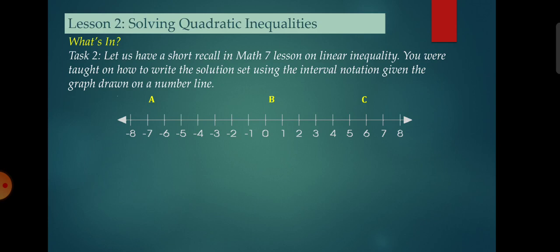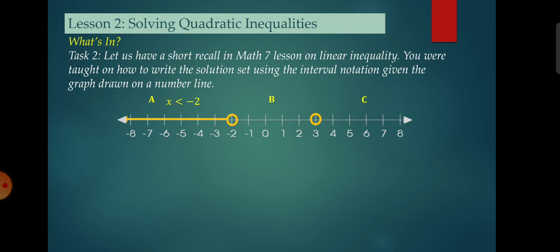You have there A, B, and C. Later, you will realize that we use A, B, and C in our solution. Okay, example. We have there two open dots. The first open dot is located at positive 3. The second open dot is located at negative 2. And the graph is pointing to the left, to the negative numbers.